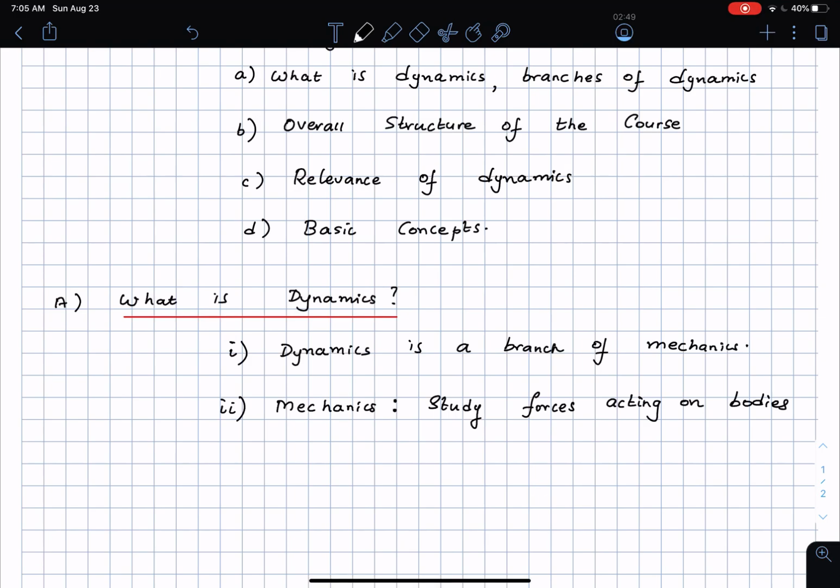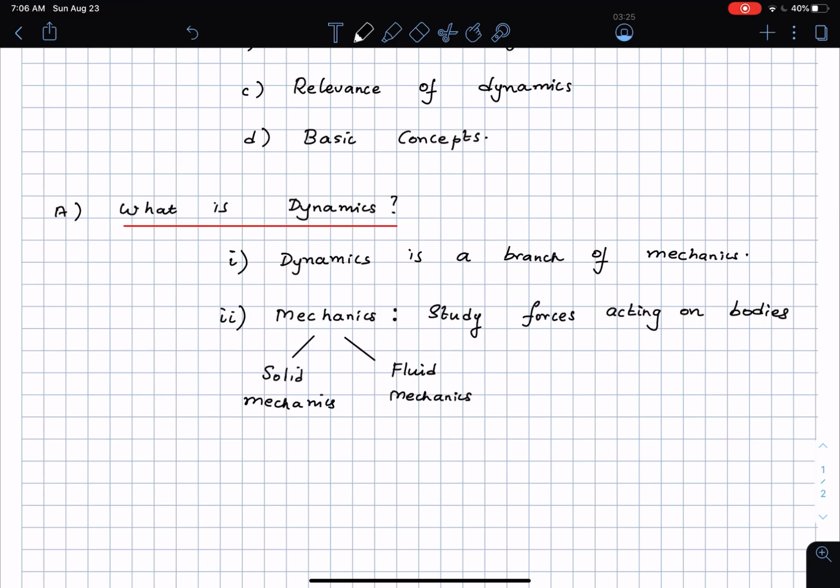These bodies themselves could be fluid bodies or they could be solid bodies. If the body is a fluid, then you could call the study of the forces fluid mechanics. Otherwise, it's called solid mechanics. So you have a bifurcation of mechanics itself into solid mechanics and fluid mechanics. And in solid mechanics, you can further split it into rigid body mechanics and deformable body mechanics. I'm not going to go through the semantics of these, but we will particularly constrain ourselves to rigid body mechanics.